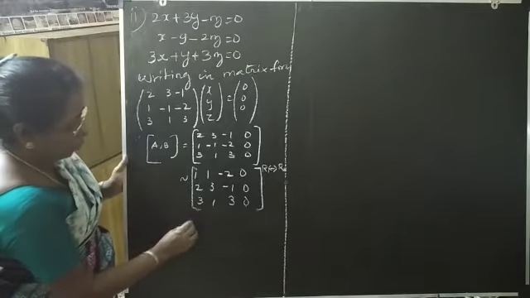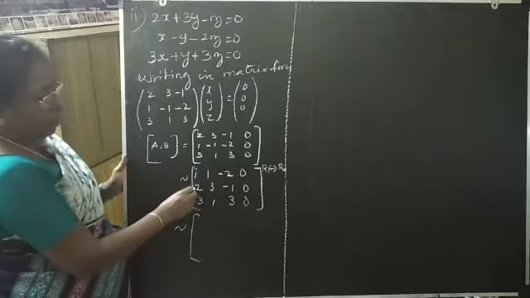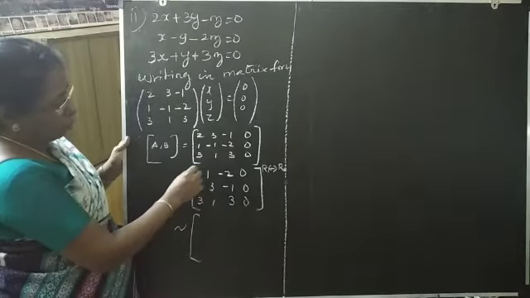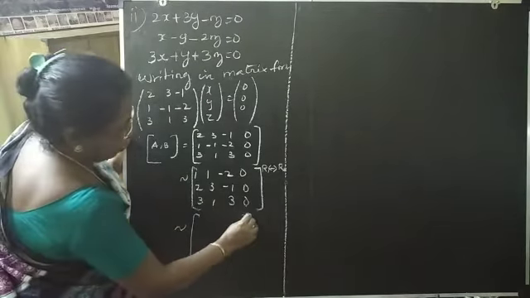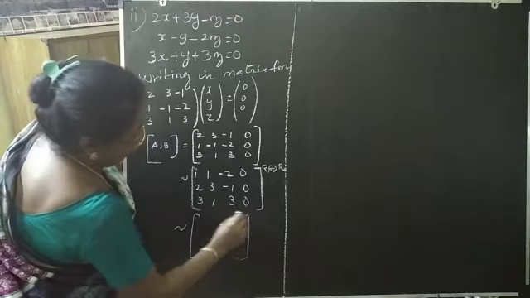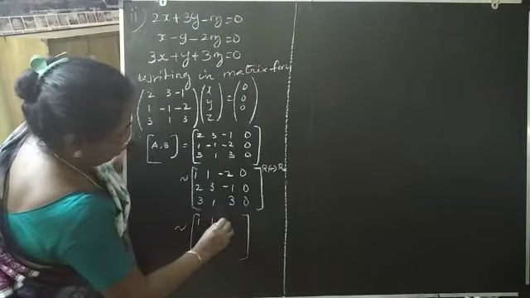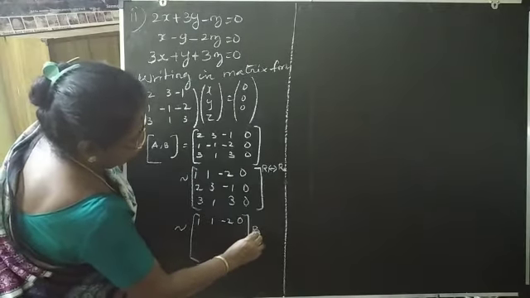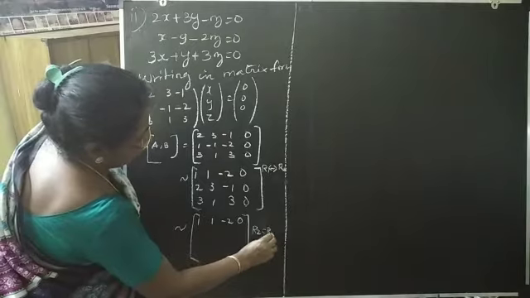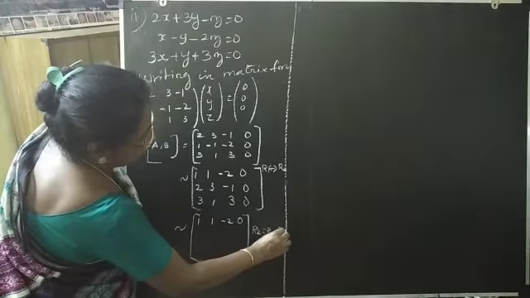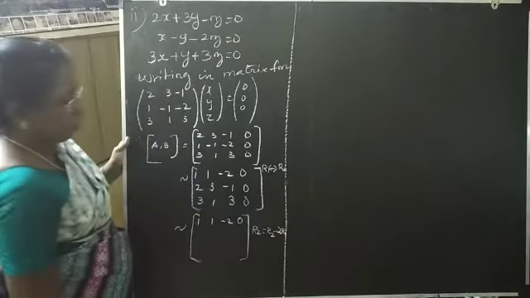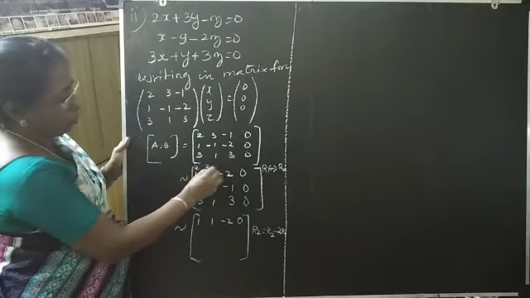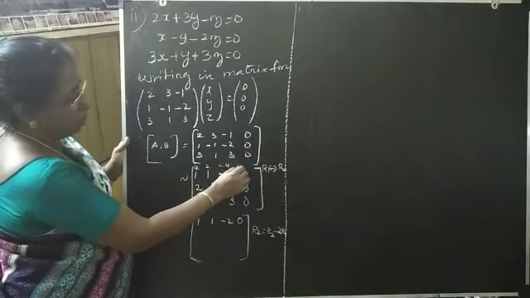Next, our aim is to make the first element of the second row 0. So R2 is equal to R2 minus 2R1, and R1 you write as it is: 1, 1 minus 2, 0. R2 minus 2R1 gives you, multiplying here by 2, this will be 2, 2, minus 4 and 0.